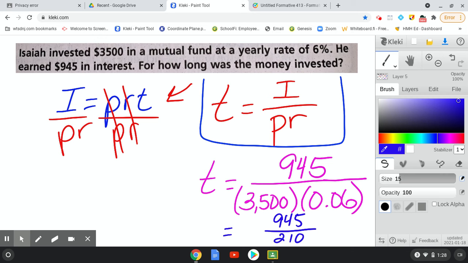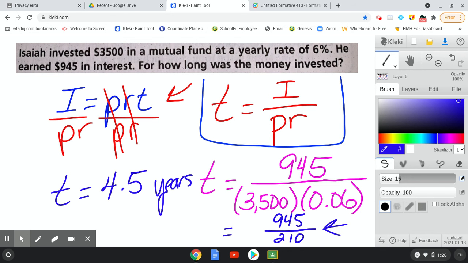And then you're going to do this final calculation. You're going to do 945 divided by 210. And that's going to give you the time period. And you get 4.5, which is equivalent to 4.5 years. Okay? So 4.5 years.